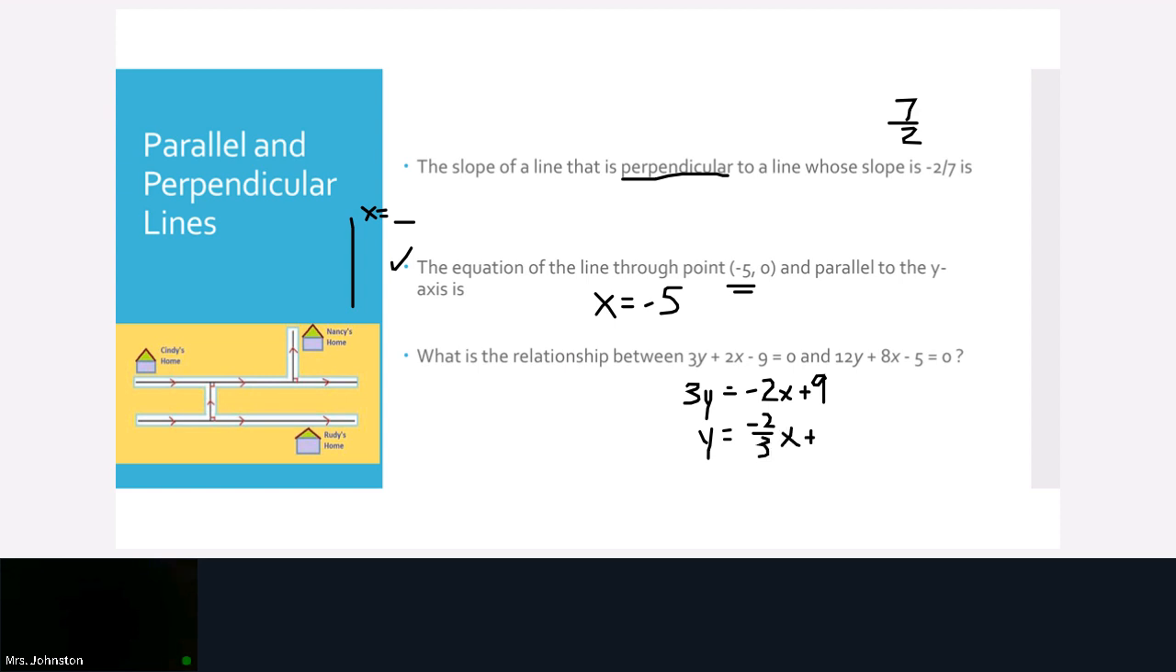So this reveals the slope to me is negative 2/3, because remember the formula is y equals mx plus b, where m is the slope. Now let's try that technique on this one. 12y equals negative 8x plus 5. Dividing both sides by 12, I get y equals negative 8 divided by 12, which is negative 2/3, x plus 5/12.